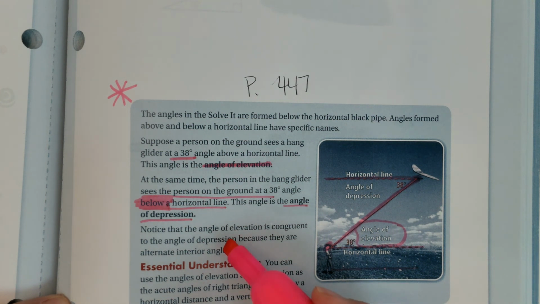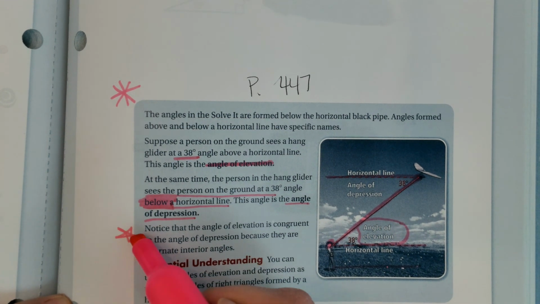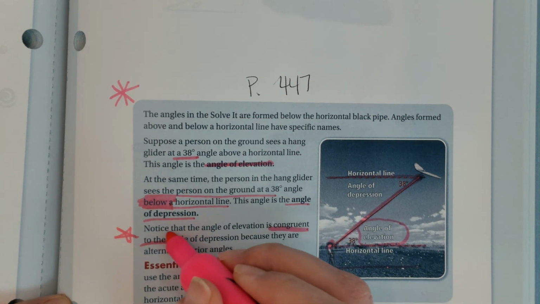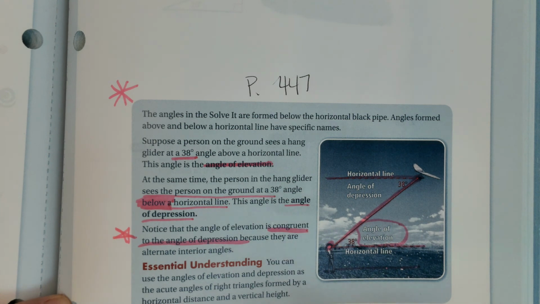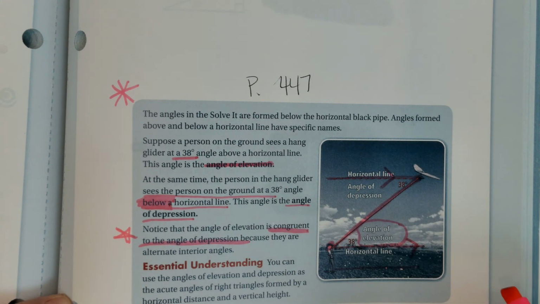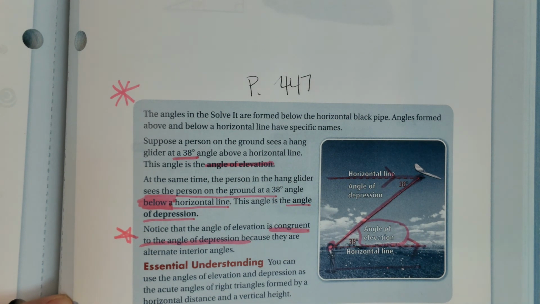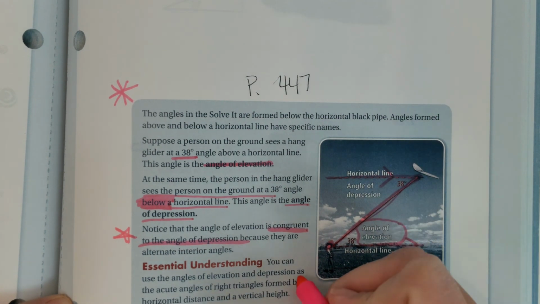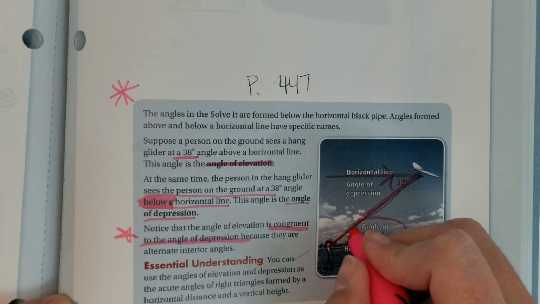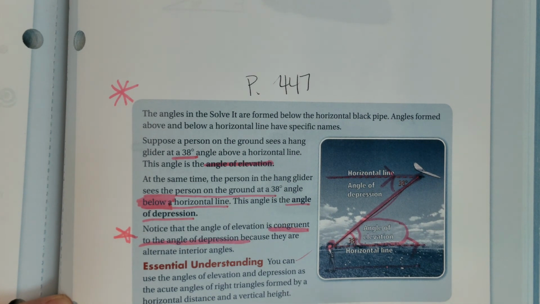Also, this is really important, but we're going to write it down in the notes. Notice the angle of elevation is congruent to the angle of depression because they're alternate interior angles. So we have parallel lines with those horizontal lines. Parallel lines cut by the transversal, which is the way that they're looking at each other. So we have alt interior angles congruent. So that takes us way back. Parallel lines cut by transversal, alt interior angles are congruent.